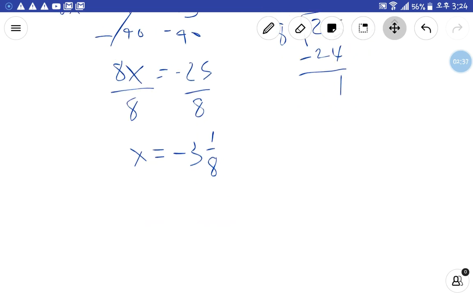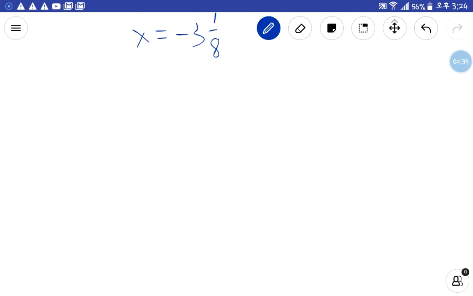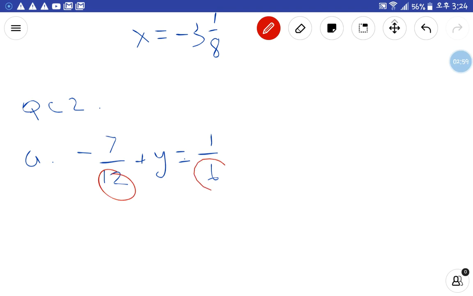Okay? Please pause this video to work on quick check 2 by yourself, and then you can resume the video after you check it. Alright, quick check 2. A. Solve each equation. So A, negative 7 over 12 plus y equals 1 over 6. Alright, so we have fractions here. What is the least common multiple of 6 and 12? LCM of 6 and 12. That's going to be 12.